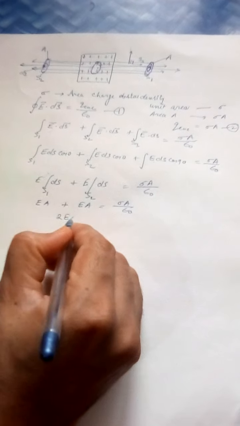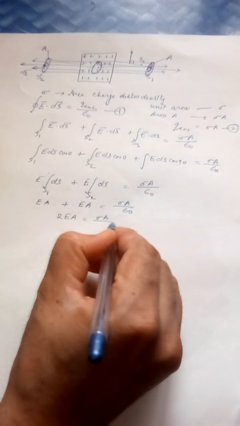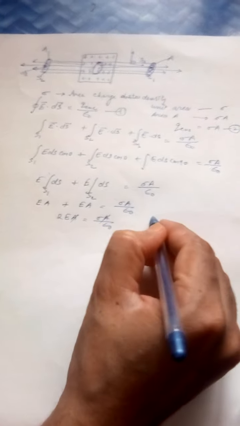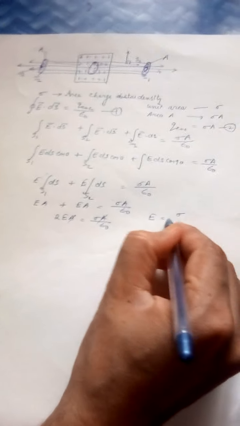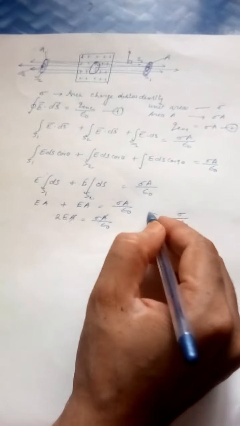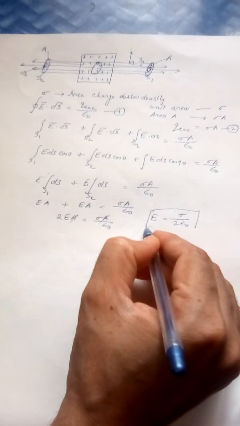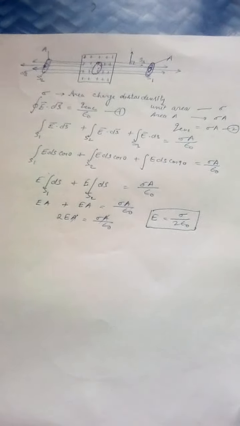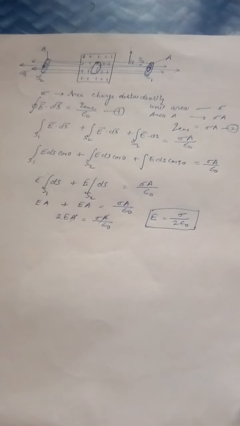So 2EA equals sigma A by epsilon naught, A cancels out, so E is equal to sigma by 2 epsilon naught. This is the electric field due to a uniform charge distribution over a sheet having some considerable thickness. If charge is distributed over the plate of a capacitor also, then you have to apply the same formula.